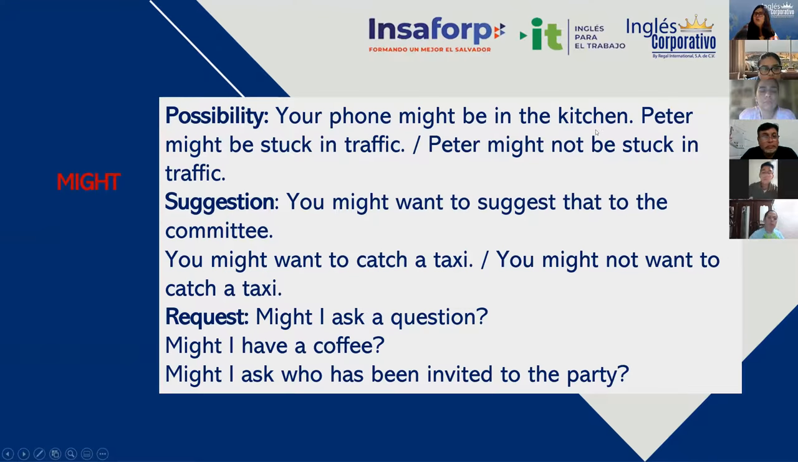We use could for talking about possibility, for making suggestions, and for making requests. Take the example: your phone might be in the kitchen. Then you have a second sentence: Peter might be stuck in traffic. Right now, many people might be stuck in traffic, right? Peter might not be stuck in traffic. So you can make an affirmative or a negative sentence. But with might, I cannot use a contraction. So I cannot say mightn't, it doesn't exist, right? So you say might not. The phone might be in the kitchen. Peter might not be stuck, or Peter might be stuck.